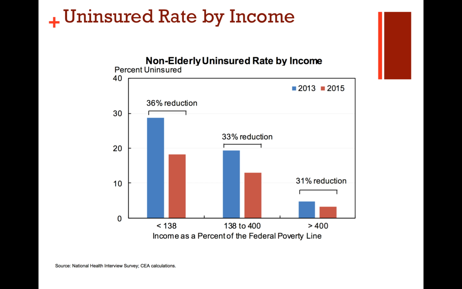The more poor you are, so if you're at less than 138, that means you are right around the poverty line, maybe slightly above or lower. So the poorer you are, the less likely you are to have insurance, the more likely you are to be uninsured.